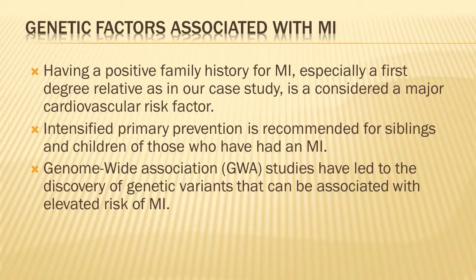Genetic factors associated with an MI is basically your positive family history, which means if there is a positive family history, there needs to be some primary prevention for the siblings or the children, and in this case, our farmer did not do that. And then there's also the gene-related elevated risk factors.